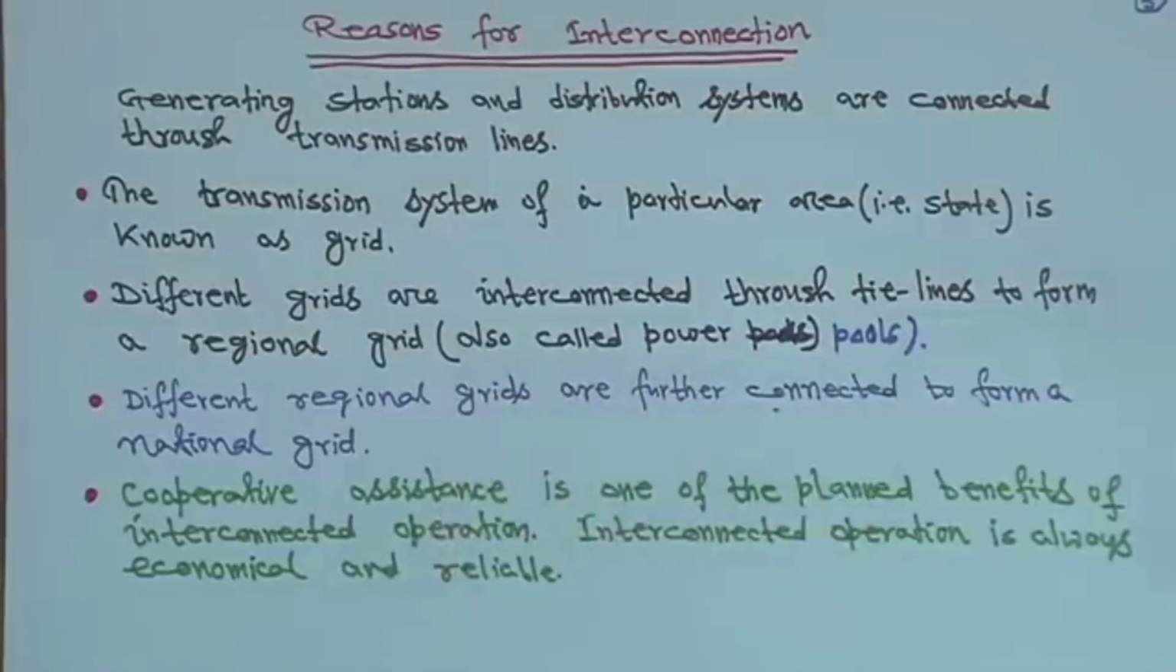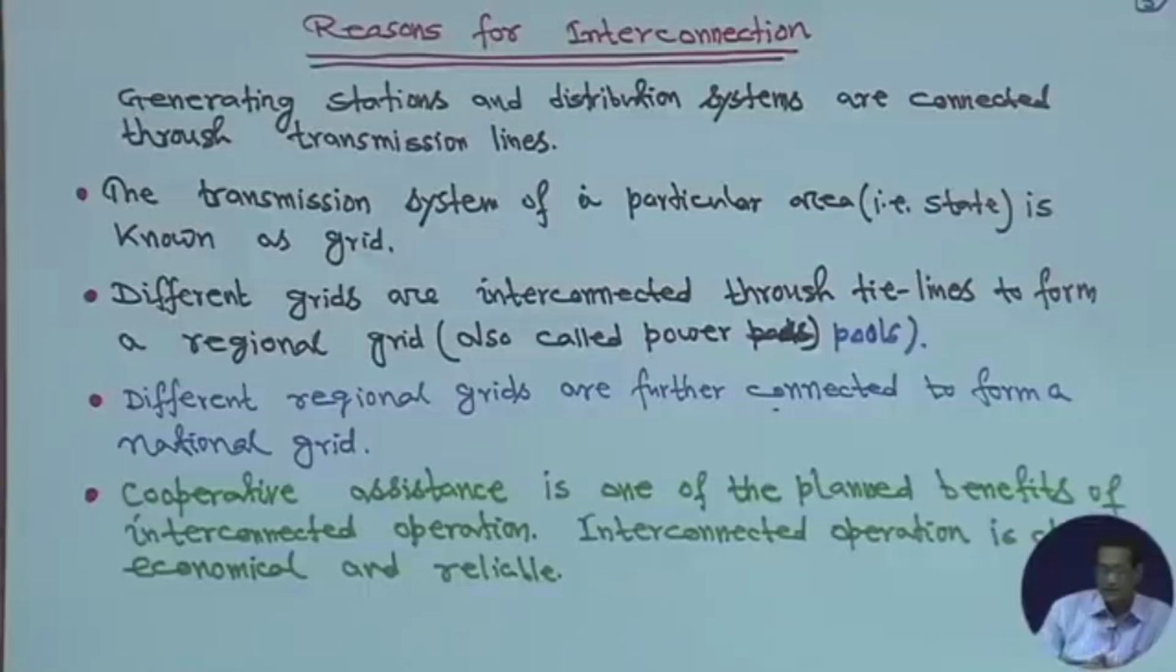And different regional grids are further connected to form a national grid. So the transmission system of a particular area is known as a grid, and different grids are interconnected by three-phase lines, that is tie lines, that means they are tied together. Suppose two grids are interconnected through tie lines to form a regional grid, and different regional grids are further connected to form a national grid. So these are the meanings of grid, regional grid and national grid.